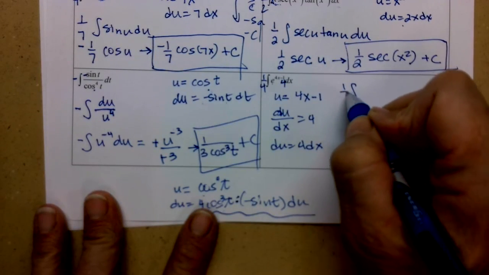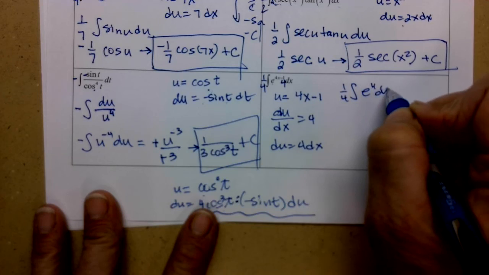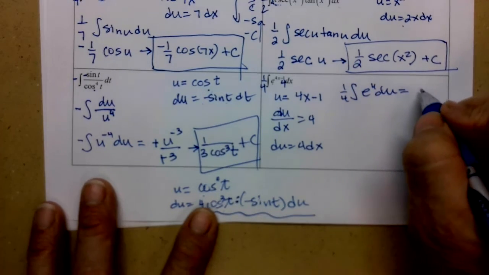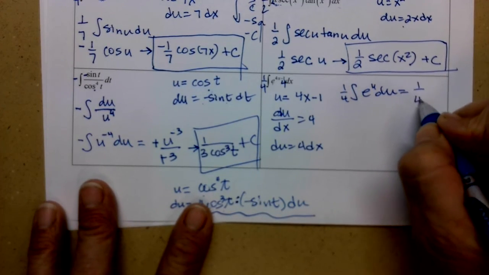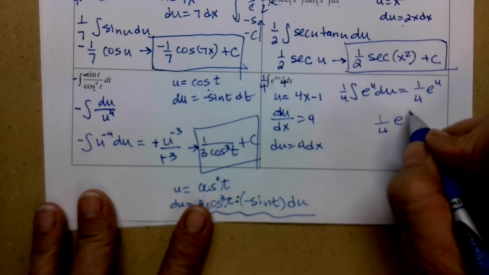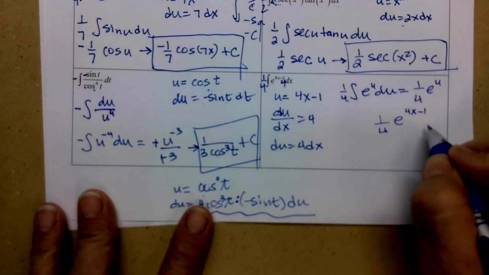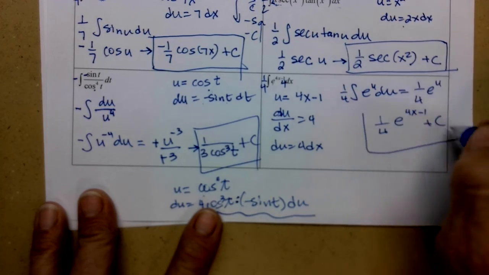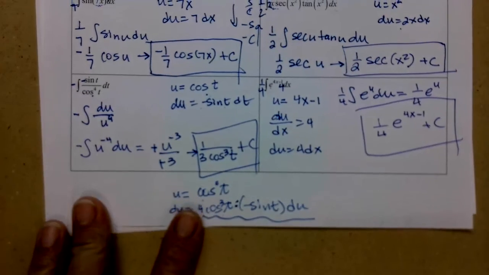So we're integrating 1/4 e to the u du. Remember, integrating e to the u is just another e to the u. So 1/4 e to the u. Back to x's, 1/4 e to the 4x minus 1 plus c. Okay, so those are u subs.